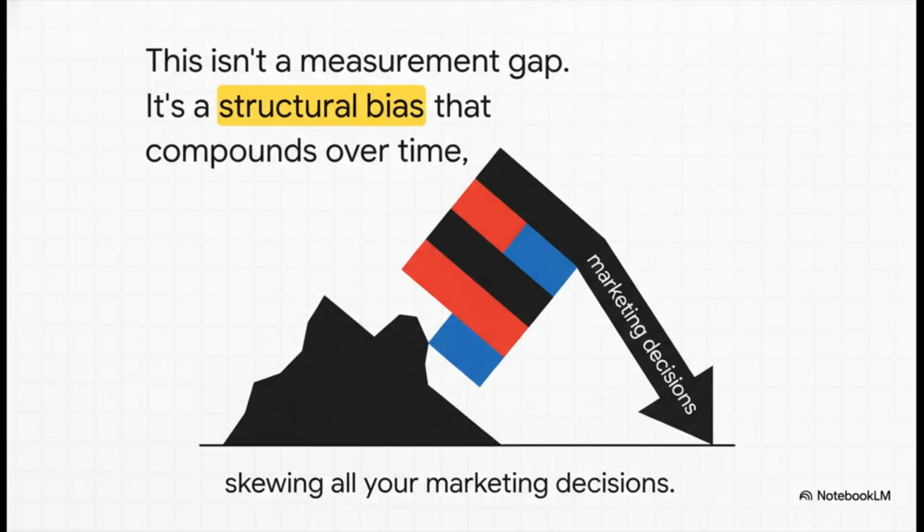And let's be clear, this isn't some temporary bug that's going to get fixed. This is the new normal. It's a permanent feature of the internet. And what that creates is a structural bias. It means your ad platforms are making decisions based on a skewed, incomplete picture of reality. They're learning from only the data they happen to see, not the full story.